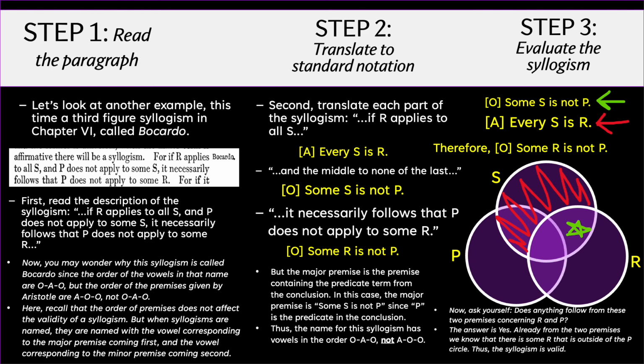And so there is some star, that is some individual in the R circle that's also outside of the P circle. And that, in fact, is our conclusion. Some R is not P, an O proposition. So we've already had that proposition illustrated merely by illustrating the premises without illustrating the conclusion. And that tells us that the conclusion follows necessarily from the premises. So we have a valid syllogism, because a valid syllogism is a syllogism in which something necessarily follows from the premises.